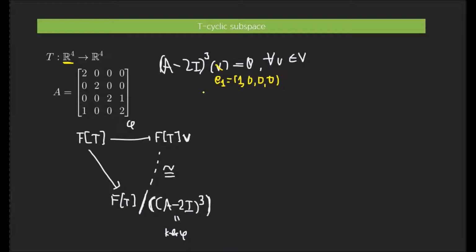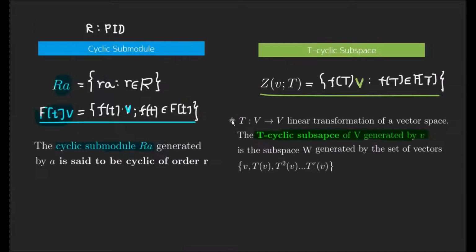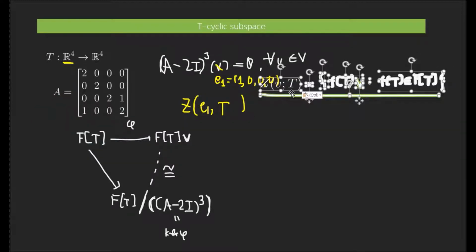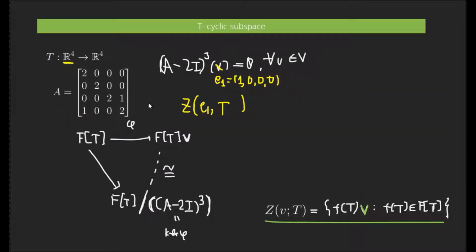My objective is to construct the T-cyclic subspace. This means G of E1, T. Is it better notation? Okay, G of V, T. Consider this, copy this here. Okay. G of V, T. V comes to E1. T is the given matrix. This is the linear transform matrix.